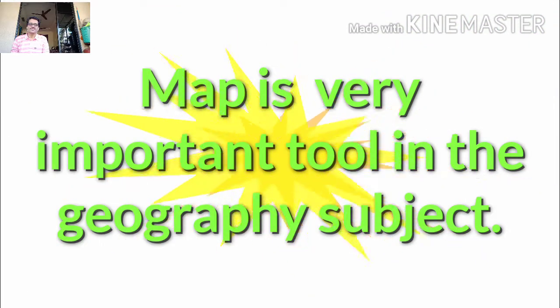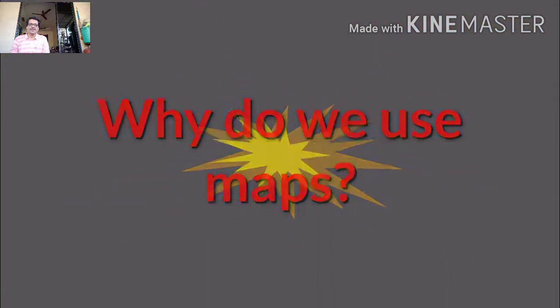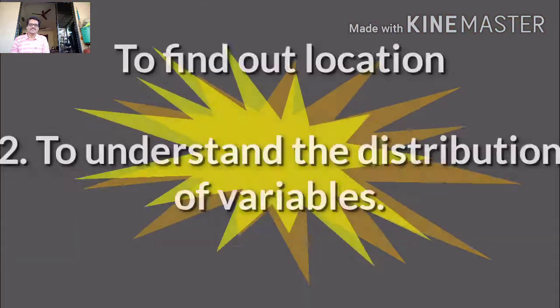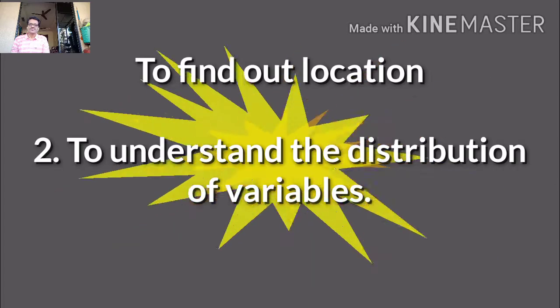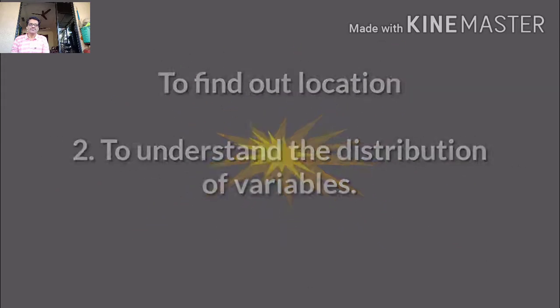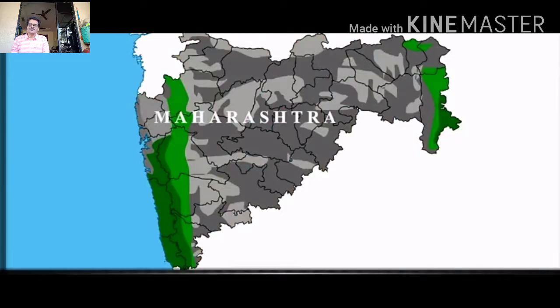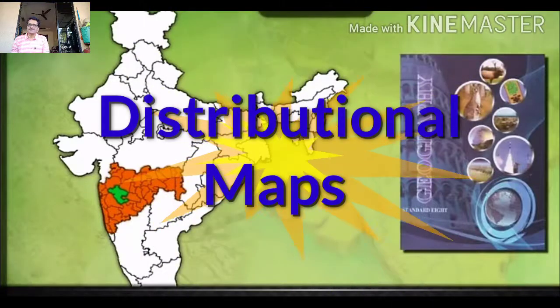You know that map is a very important tool in the geography subject. Why do we use maps? Well, to find out locations, and second, we use maps to understand the distribution of variables. And so today we are going to learn about the distributional maps in this chapter.